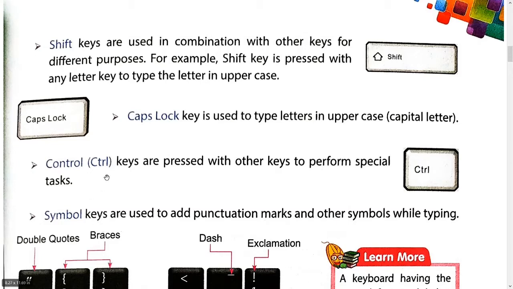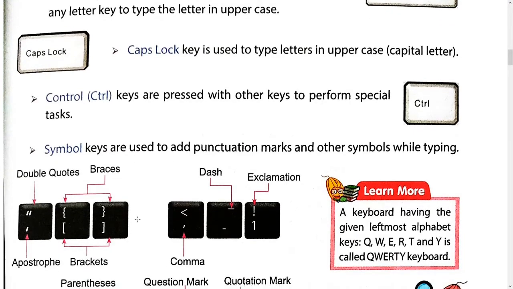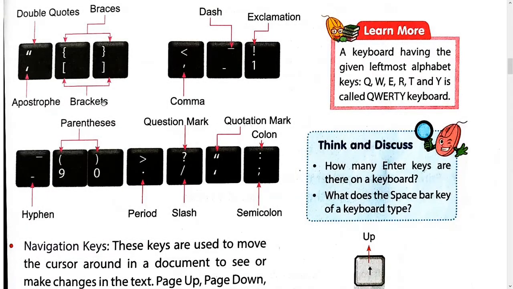Then control keys. There are two control keys. Control keys are pressed with other keys to perform some special task. Then symbol keys are used to add punctuation marks and other symbols while typing. Punctuation marks, you know, like comma, semicolon, colon, full stop, etc. So you can see the different keys and their different uses.